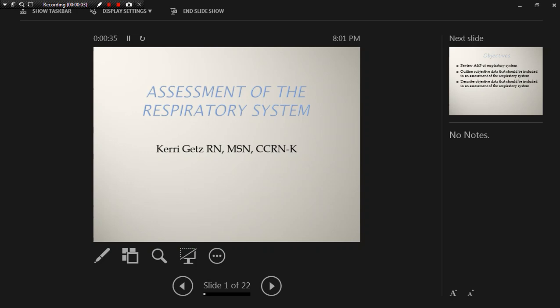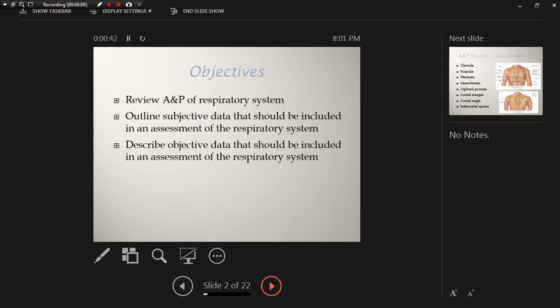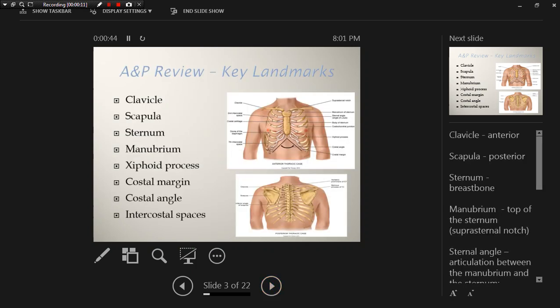This is going to be a very short voiceover of the assessment of the respiratory system. Again, just make sure that you review some of your anatomy and physiology of the respiratory system if you feel like you need a little bit of a brush up.